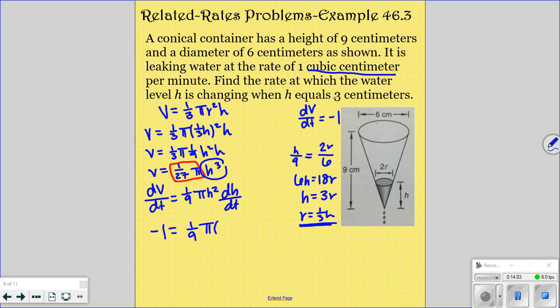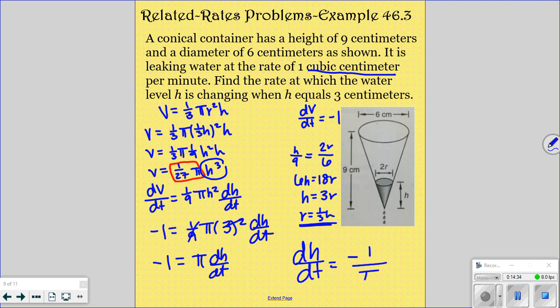It says when h equals 3, so we can plug in h, and it wants to know the rate at which the level h is changing. So what is our dh over dt? We're going to simplify this first. So we get -1 equals, this is 9 and 1/9, so those cancel, and we're just left with pi dh over dt. And so dh over dt is -1 over pi. And so that would be your answer.